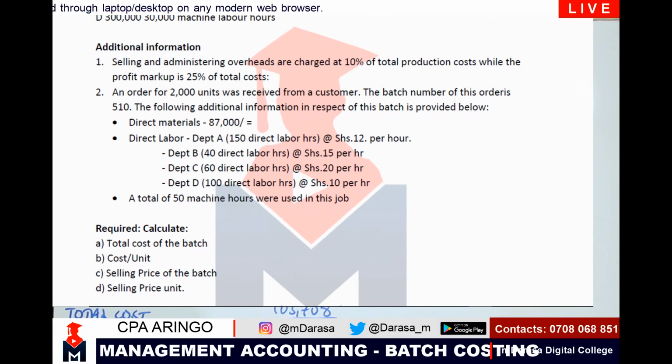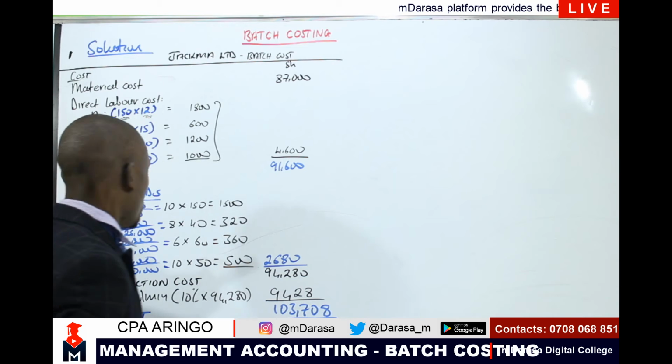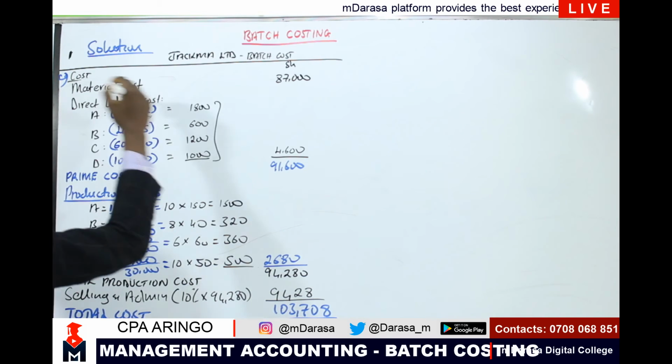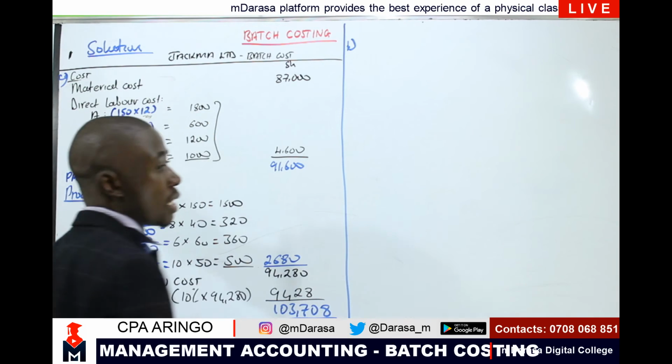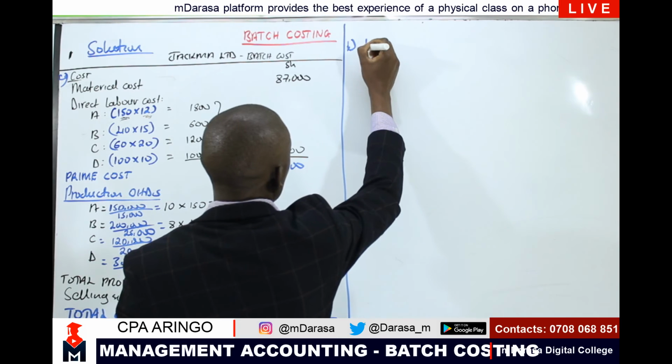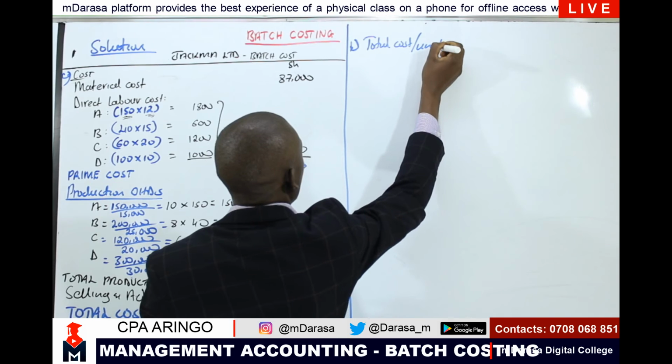So looking at our selling and admin cost, we are given what percentage? Look at our question. We are told that selling and admin cost was charged at 10% of the total production cost. So it should be 10% times 94,280. Ideally, that should give us how much, my good student? That should give us 9,428, right? Being our selling and admin cost.